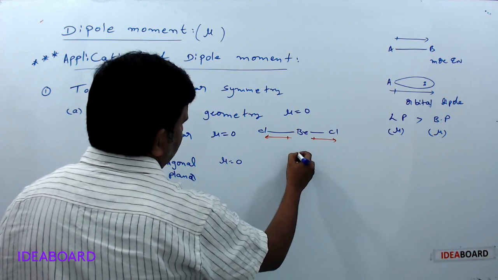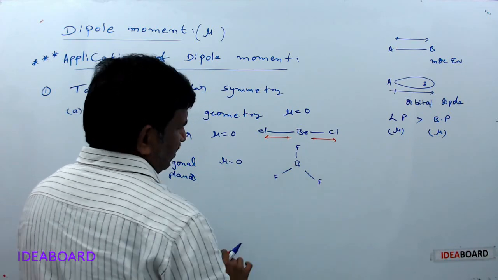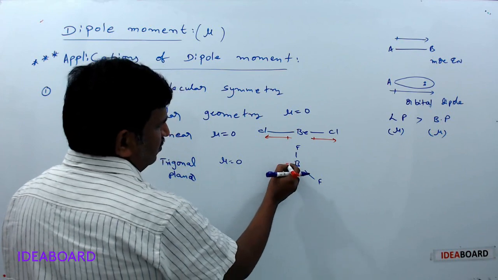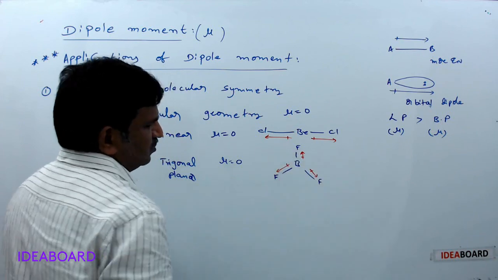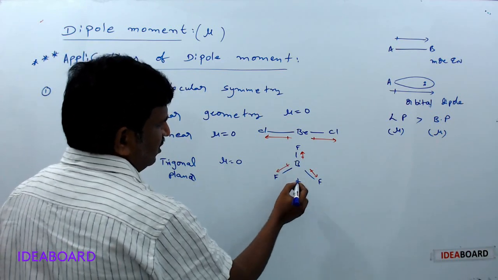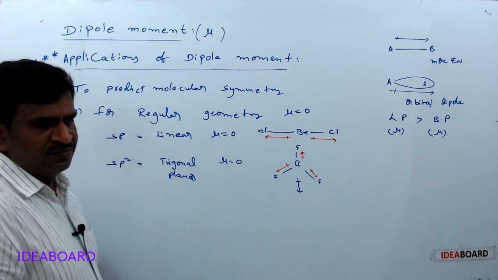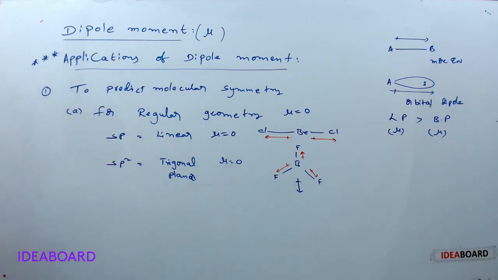Example BF3. Here this is B, F and F, and here the dipole moment for this bond and for this bond and for this bond. So the dipole moment of this one is cancelled by the resultant dipole moment of these two bonds. Okay, so this is cancelled, finally you will get 0.